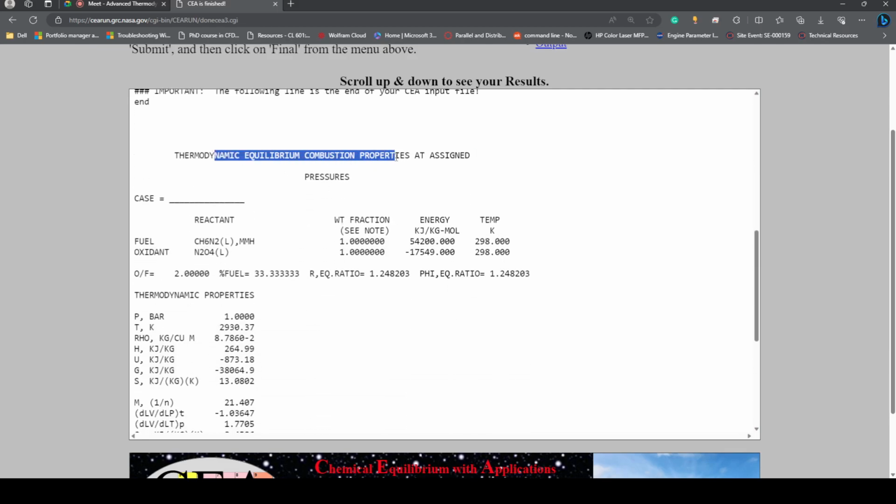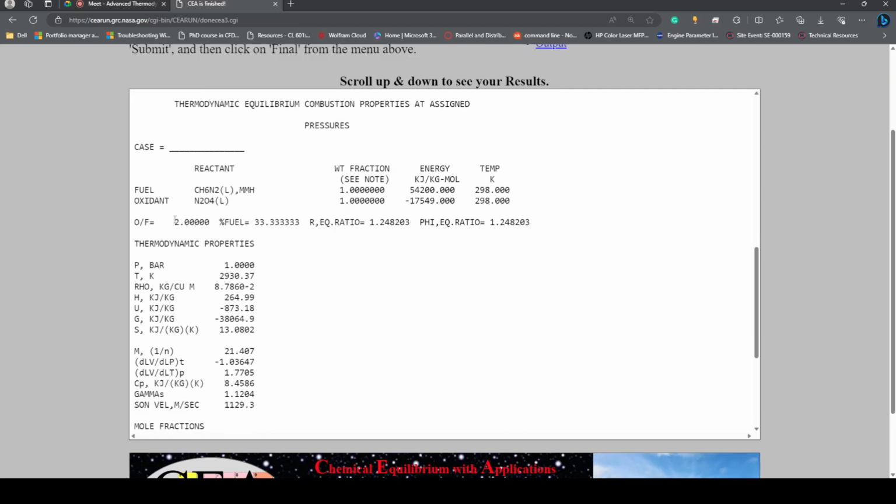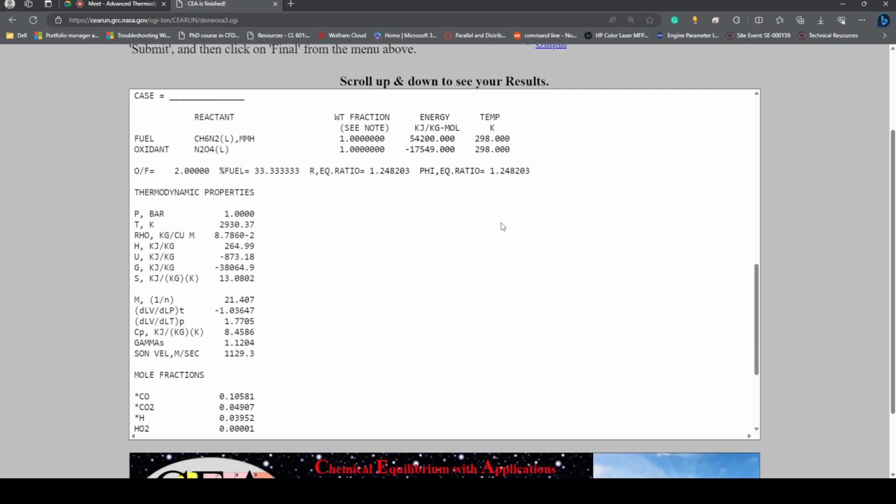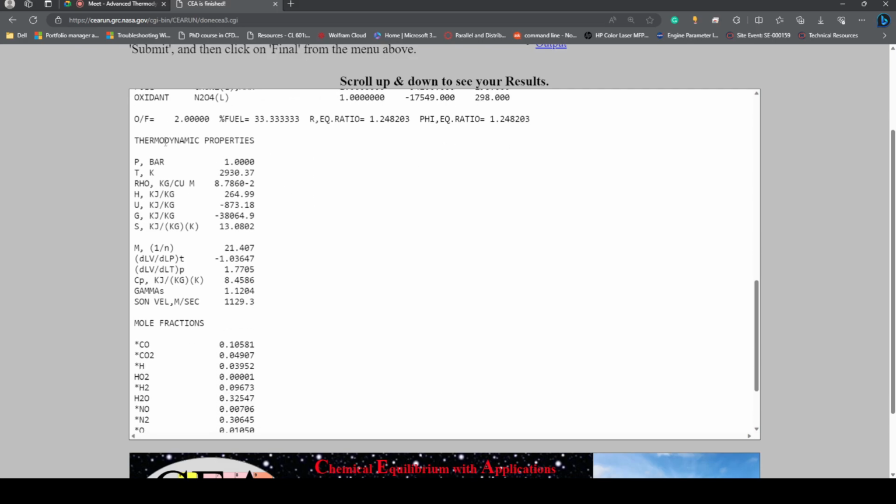Now it shows thermal equilibrium combustion properties at assigned pressures. So there's a fuel ratio of 3, and the fuel percentage is 33. These things it automatically calculates. It even calculates the equivalence ratio, which is 1.248. In this problem we didn't calculate it, but this can calculate it and gives you thermodynamic properties here. So it gives you pressure, temperature. This temperature is the adiabatic flame temperature.